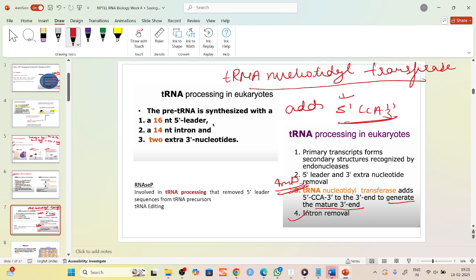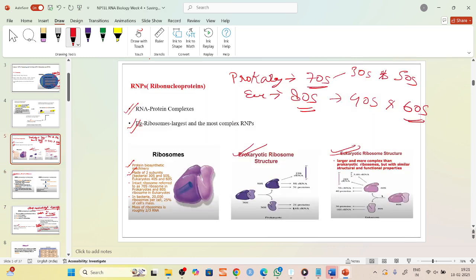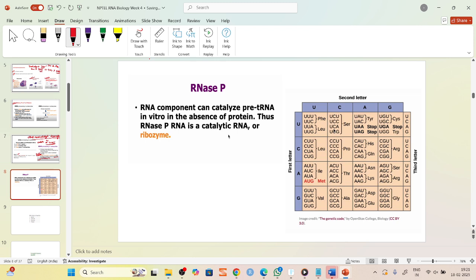So we are talking about tRNA. Why are we talking about tRNA? It is to show that there is a ribonucleoprotein, RNase P, which is involved in tRNA processing, and therefore it becomes important. So what is RNase P? The RNA component of RNase P can catalyze pre-tRNA processing in vitro in the absence of protein. Thus, RNase P is a catalytic RNA, or a ribozyme. So if there's a question, name one catalytic RNA, your answer would be RNase P. RNase P is a catalytic RNA.